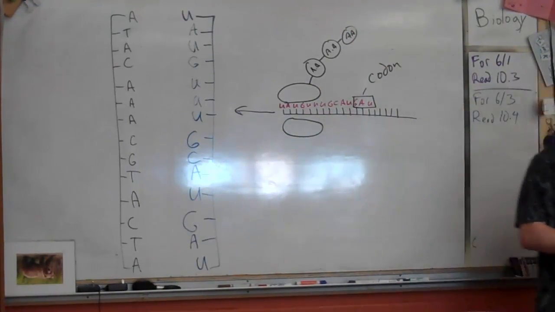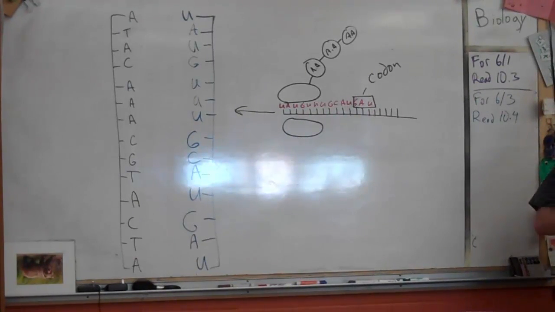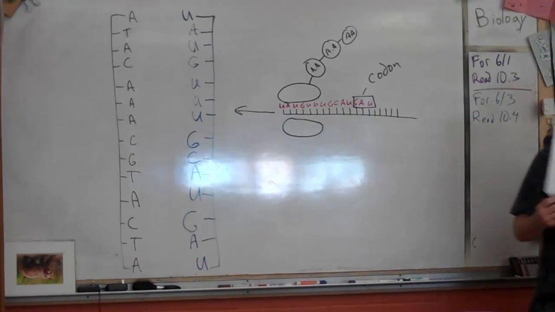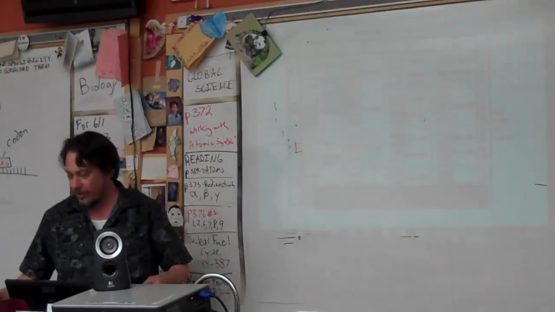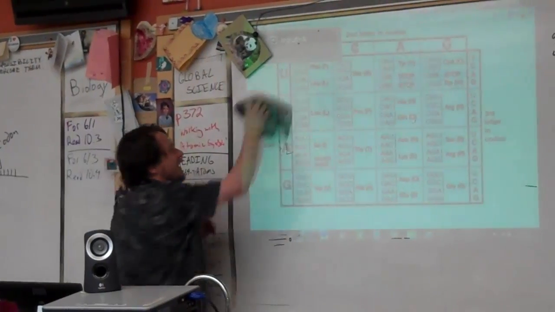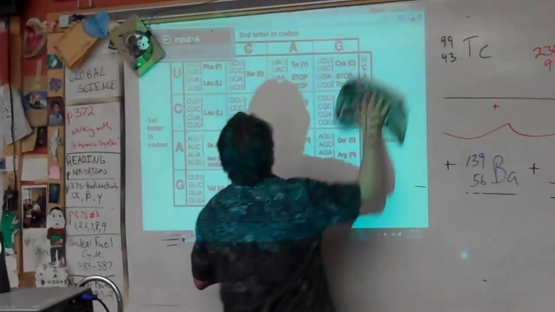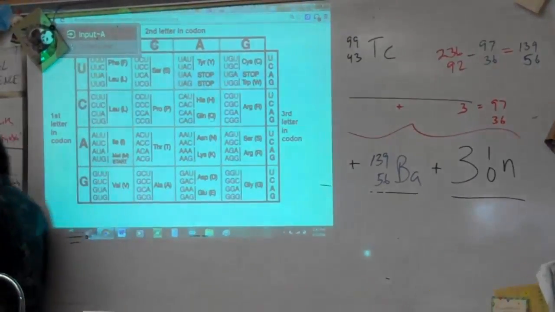And the way that you do it is you read the 3-letter codes with this box that you have in front of you. We're going to use this box here, which is basically just another version of what you have in front of you, except you'll notice that it says first letter, second letter, and third letter.